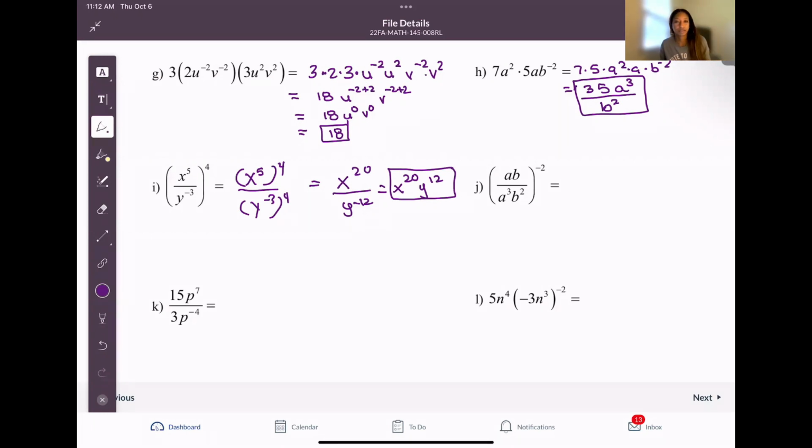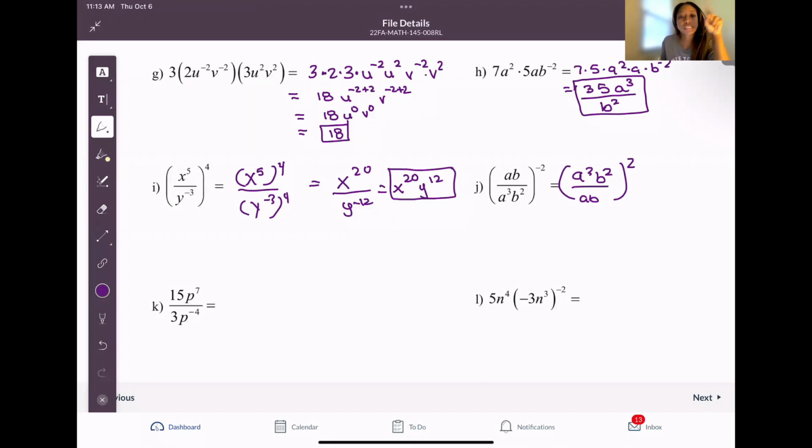All right. What's going on in part J? In part J, we have a b over a cubed b cubed, all raised to the negative second power. You could apply the negative second power to everything, but I'm going to first get rid of the negative by flipping my base. So this would be the same as a cubed b squared over a b, all to the positive second power.